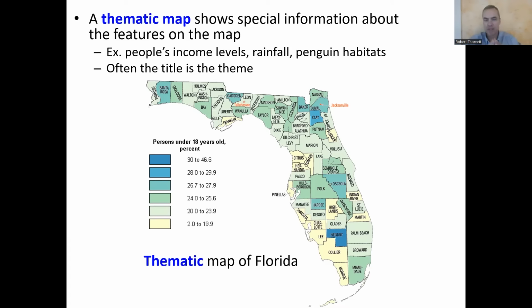In this case, you see the counties of Florida, but not just the counties. You see a theme about them. How many people under 18 years old by percent? So take a look at this map. See if you can figure out what county has the most people under 18 years old. I'll pause the video for a second and see if you can see that.